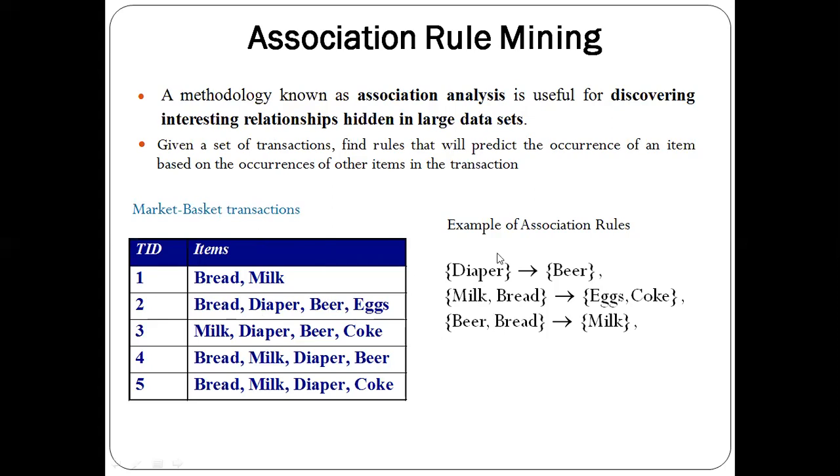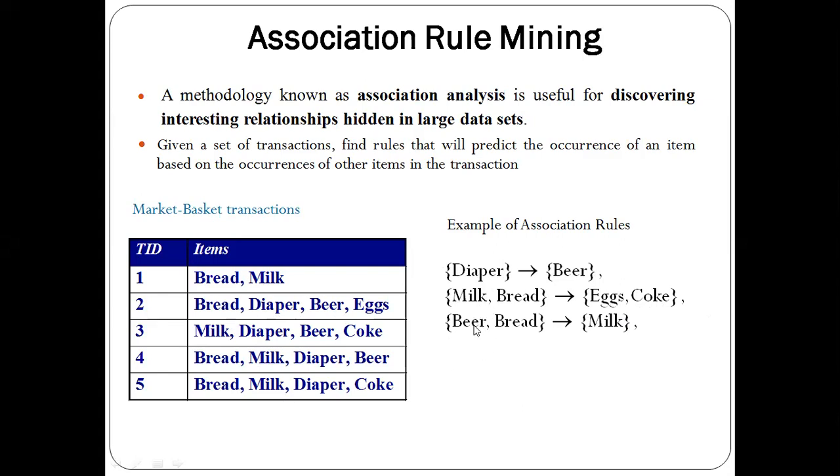So I mentioned some of the association rules here. See here, the flower brackets indicate the items, a set of items. This is one set of items and this is another set of items. Here we have the implication. If a customer buys diapers, then he is also going to buy beer. If a customer buys milk and bread, then he is also going to buy egg and coke, as you can observe in these transactions.